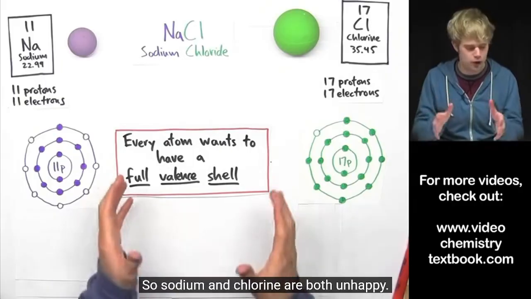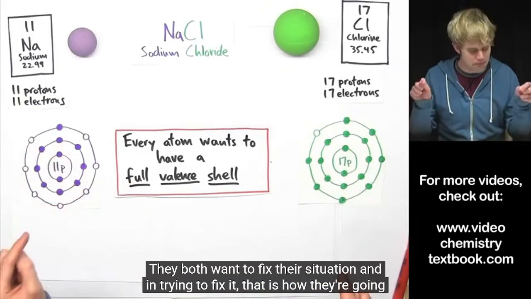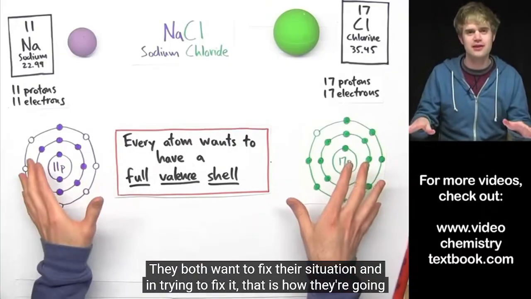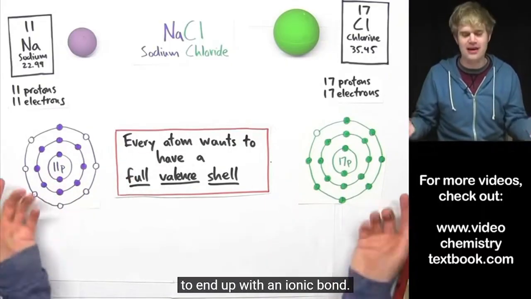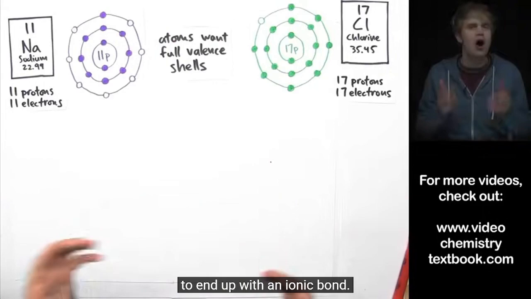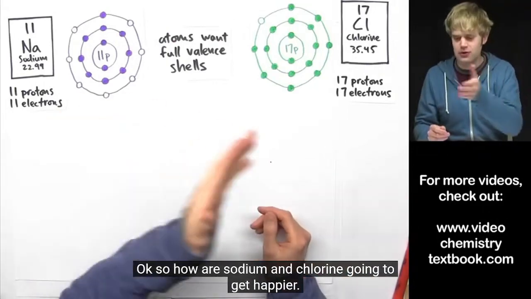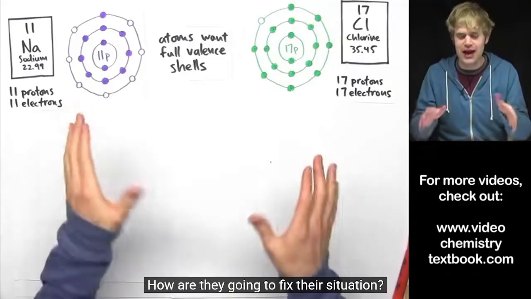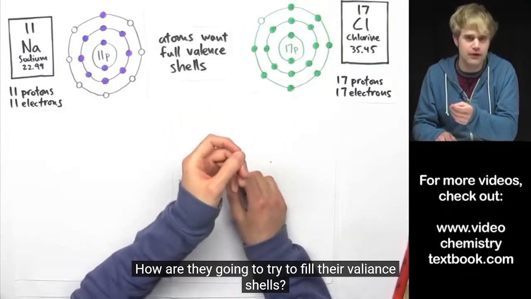So sodium and chlorine are both unhappy. They both want to fix their situation. And in trying to fix it, that is how they're going to end up with an ionic bond. Okay, so how are sodium and chlorine going to get happier? How are they going to fix their situation? How are they going to try to fill their valence shells?